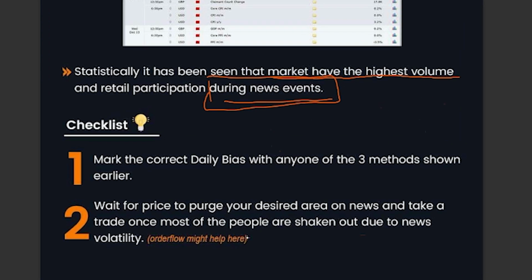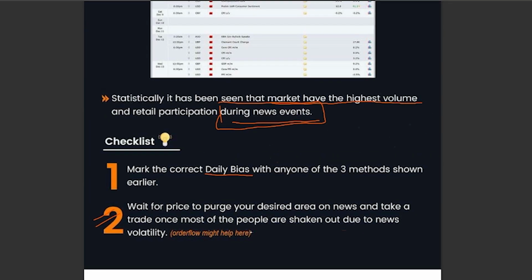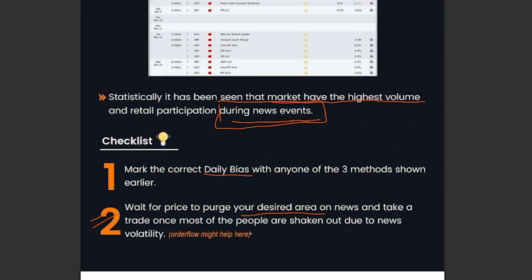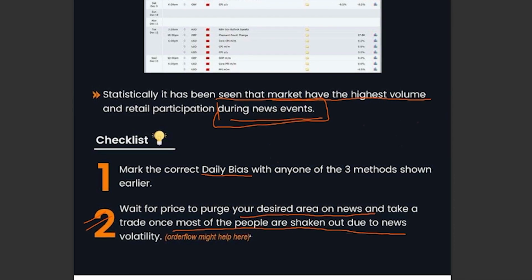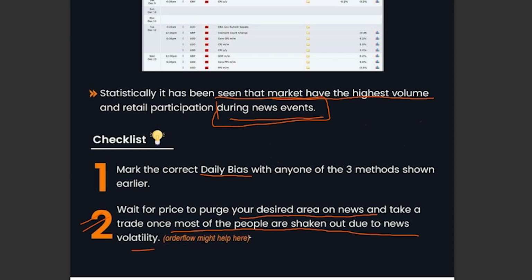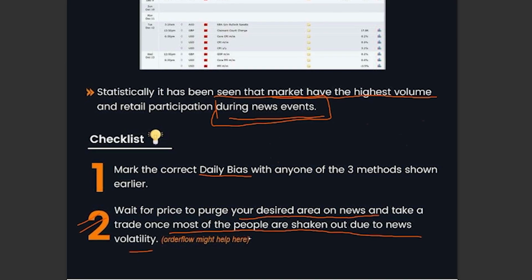Firstly, you must mark the daily bias in any one of the three ways shown previously in the video. Once you have marked the daily bias, you will take a trade when price has purged your desired area on news and most of the market participants have been shaken out due to news volatility. Now let's see an example of this on the charts.